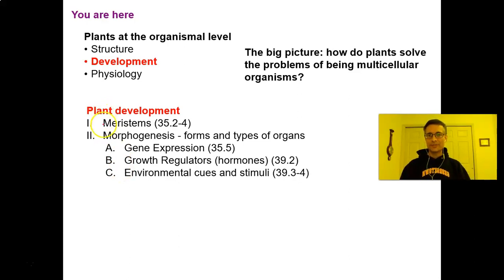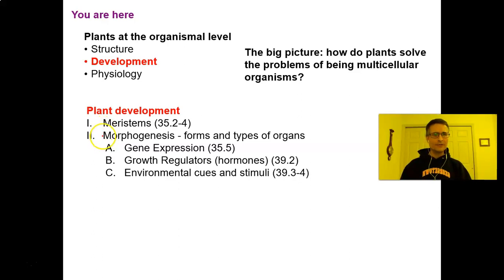I'm going to think about this in two big sections, meristems and morphogenesis, or the M&Ms of plant development. Meristems are a concept that you were introduced to in the previous lecture about plant structure, but I'll talk a little bit more about meristems and how they work to create our new organs. And then we'll talk about morphogenesis.